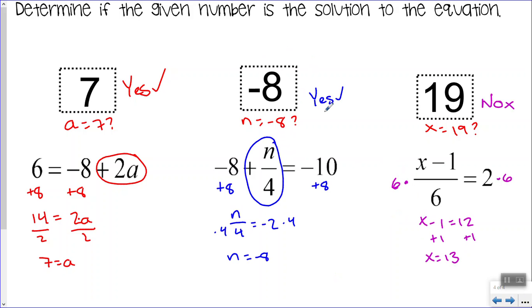For the middle equation here, we start outside the circle, we add 8 to both sides, then we have to multiply by 4. We get negative 8, so that means that yes, negative 8 is a solution. For the second one, remember when everything's up in the top of a fraction, we have to start by multiplying. We add 1 to both sides, we get 13, which means that no, 19 is not a solution.